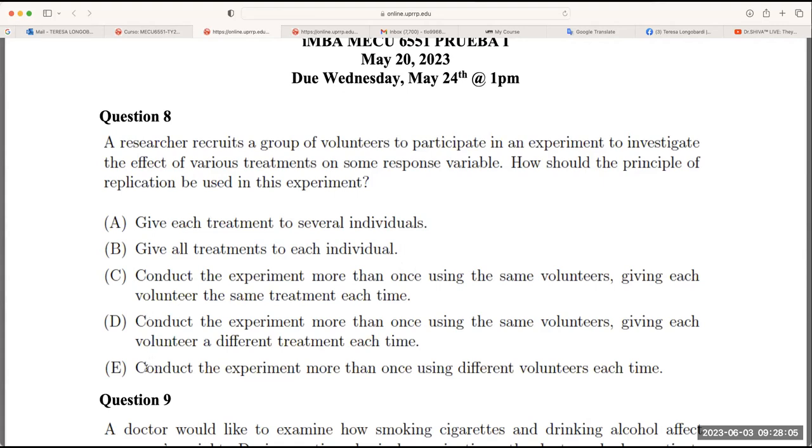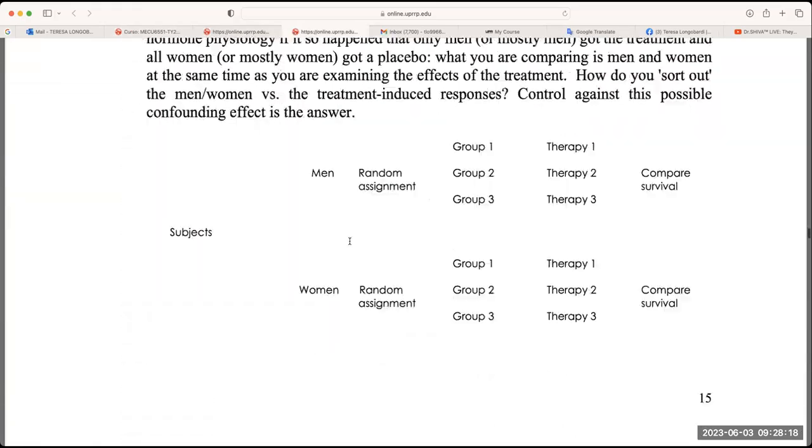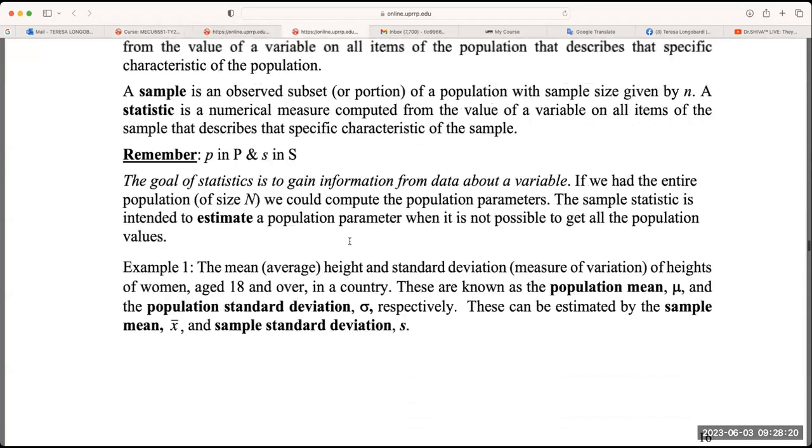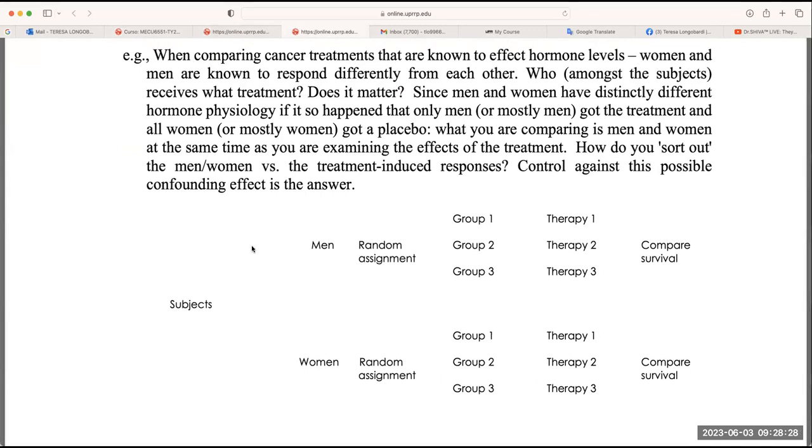And then if you think it was E, conduct the experiment more than once using different volunteers each time. We don't do that. I never mentioned doing that, except, like I said, maybe if you interpreted what I said here as 2 experiments, but that would have been specifically a block design. So I would have to mention the block design. Block design is not a standard randomized experiment. This is repeating it within blocks where the men and women are divided. I never mentioned anything about dividing or blocking to repeat experiments. So that's not the answer.